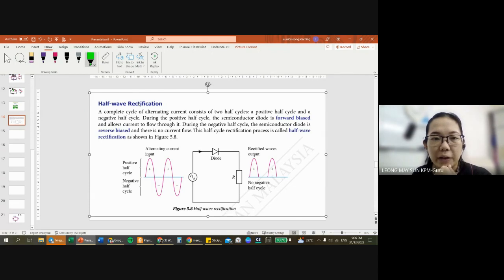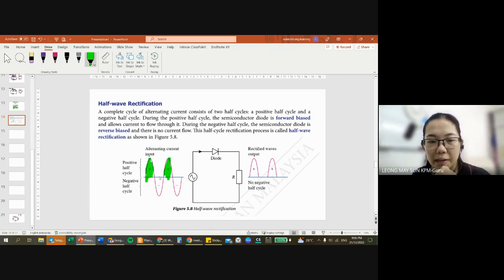A half-wave rectification, all right, how does it happen? So a complete cycle of alternating current consists of 2 halves, the positive half and then the negative half. All right, so this is what I meant just now. Charging, discharging, charging, and then discharging, or switch on and then off. And then for some time, and then it switches on again and then off again. All right, so this is alternating current.